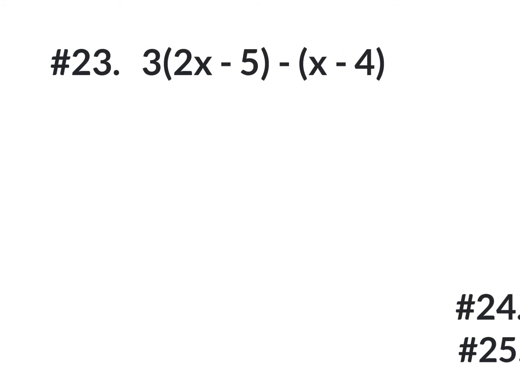Looks like we have two distributive property situations here. We're going to begin by distributing the 3. 3 times 2x is 6x. 3 times negative 5 is negative 15. And yeah, I say negative 15, but down here I write it as a minus 15. Remember, a negative and a minus sign is the same thing.